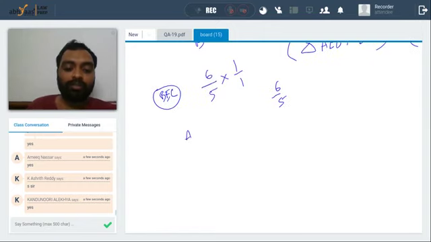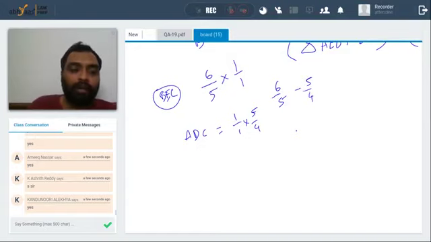Next, for ADC, how do you find it? This is for ADC. So this will be 1/1. The next one will be, this is 6/5, yes, 5/4. So ADC will be 5/4. I have to take the difference between them, and I'll get this difference. I just gave a clue here. Is everybody understanding?